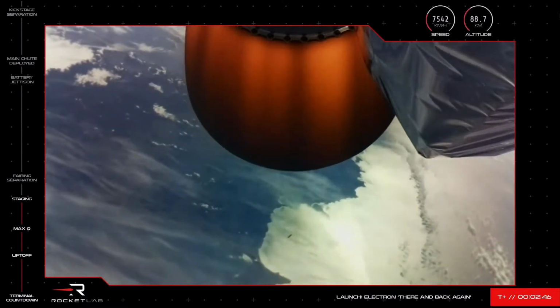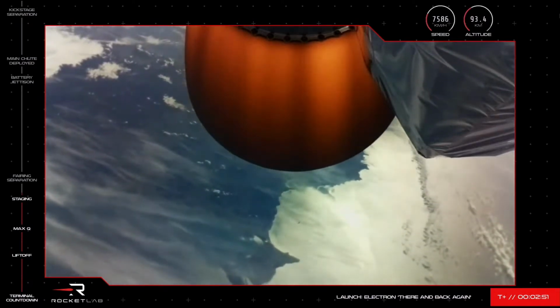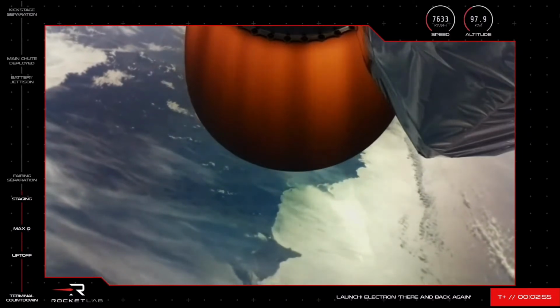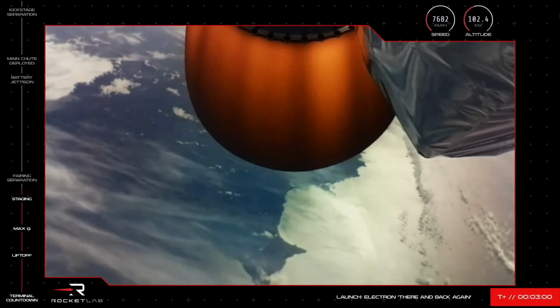And here we go, it is happening. Electron has successfully completed MECO, stage separation and second stage engine start. Our Electron recovery attempt is now officially in motion, and we are off to a fantastic start with this mission.